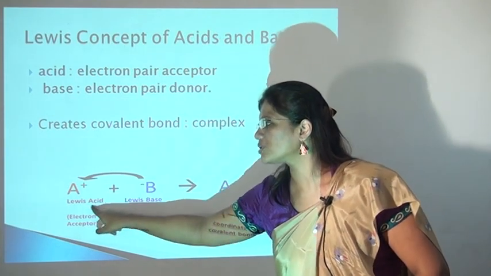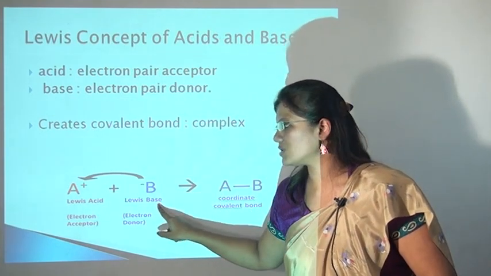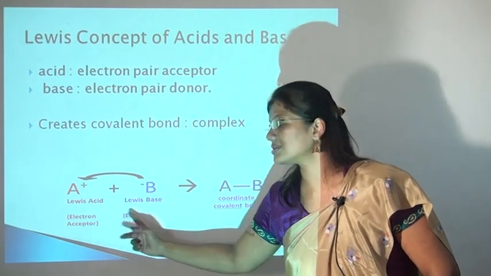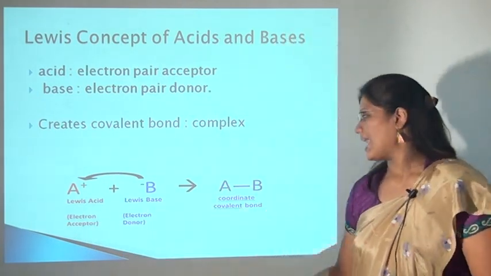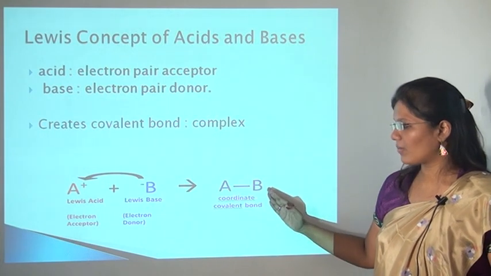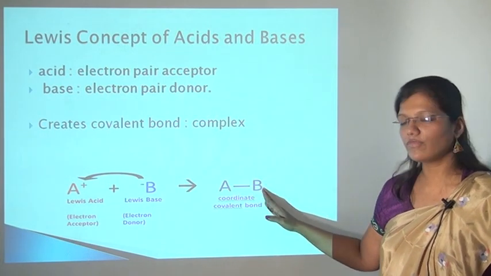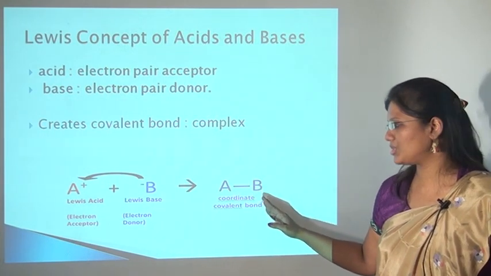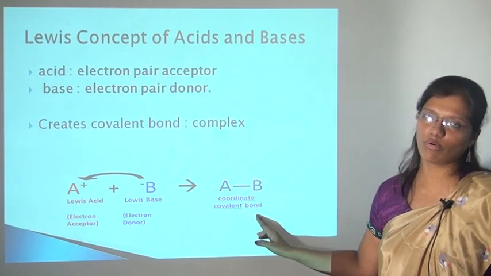In the same way, A plus is Lewis acid, B minus is Lewis base. This is the electron acceptor, this is the electron donor. And in the end, we get our compound, that is AB. The bond formed between A and B, both the species, is a coordinate covalent bond.